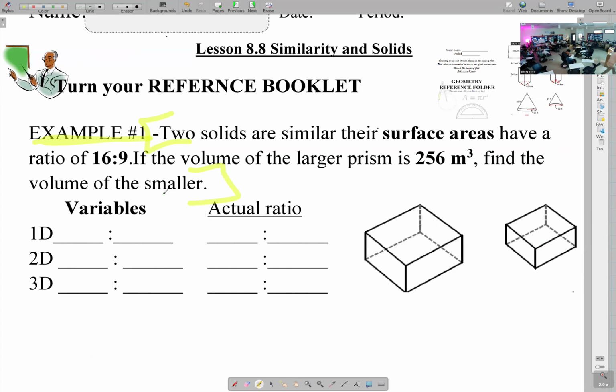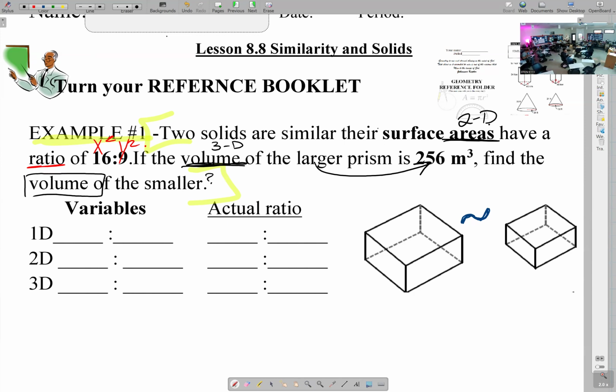All right. Step 1. We are told they're similar. So immediately put the little squiggle there because you can't use any of these shortcuts unless they're similar. All right. Surface area above the word area. How many dimensions? Show me with your fingers. 2. So put 2D right there. That ratio, put x squared, y squared. Volume, underline it. That's 3D. Larger is here. Smaller is your unknown. Ready? Let's do variables. That's x to the first, y to the first.